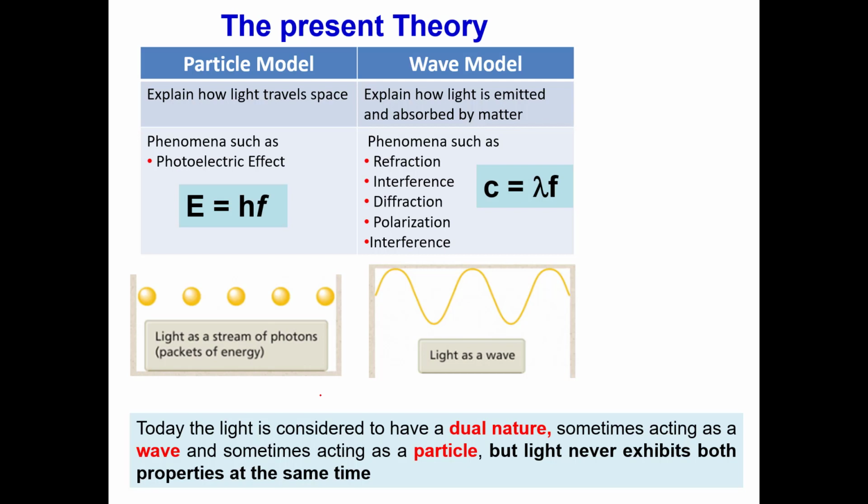And in conclusion, today the light is considered to have a dual nature, sometimes acting as a wave and sometimes acting as a particle. But light never exhibits both properties at the same time. And this is the present theory about the nature of the light. And this is all I had to discuss for today.